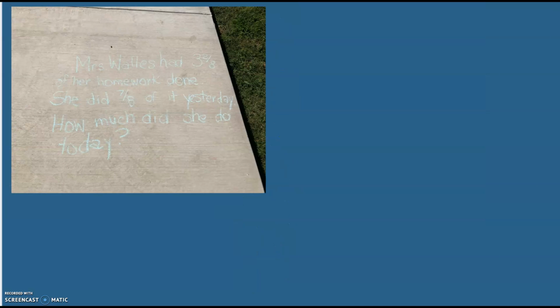Miss Wallace's question is probably the most difficult because Miss Wallace's question deals with subtraction. She has 3 2/8 of her homework done. She did 7/8 of it yesterday. They want to know how much did she do today.